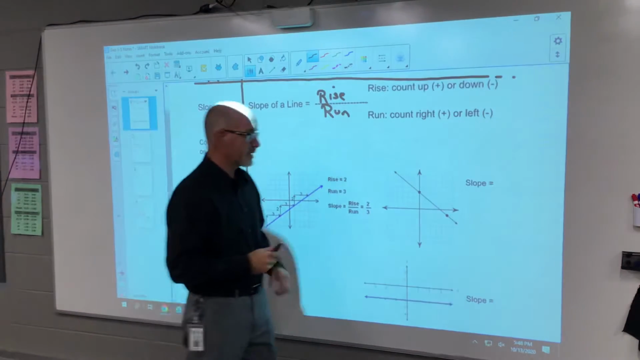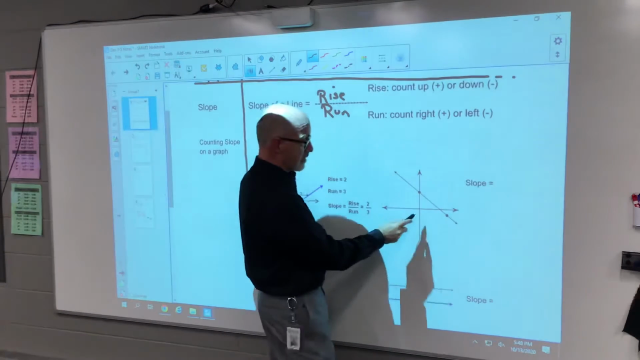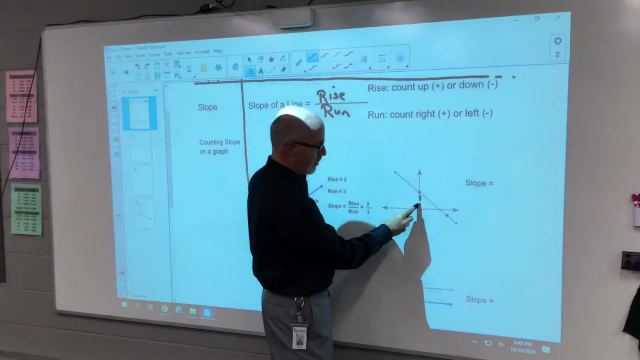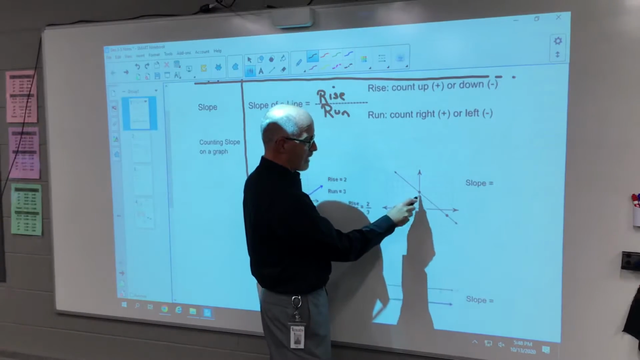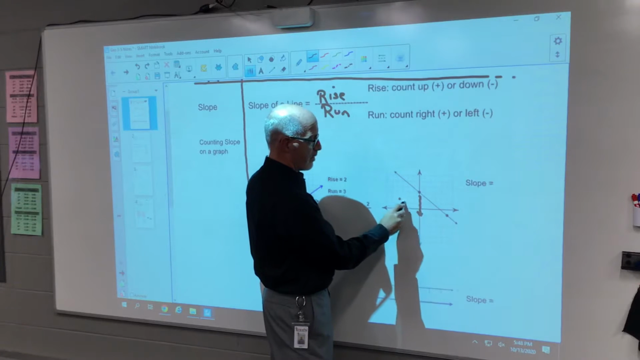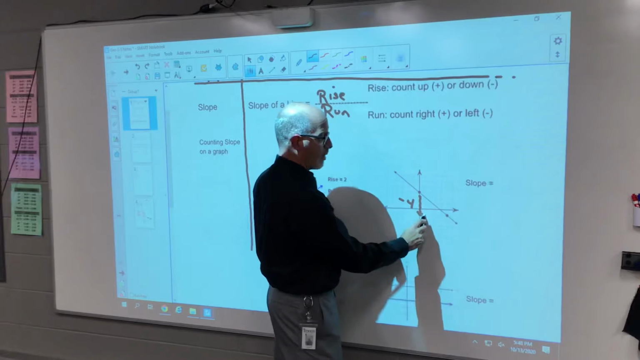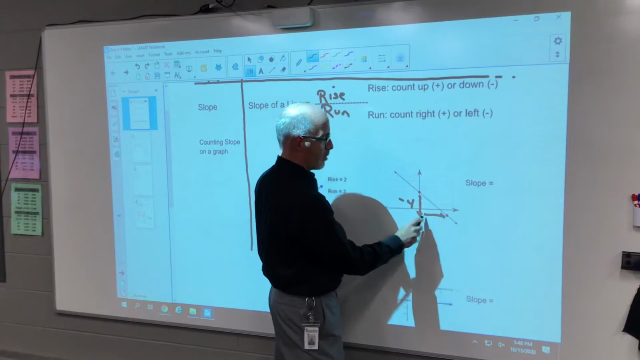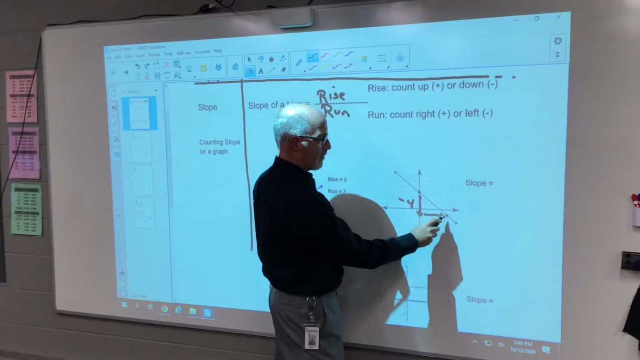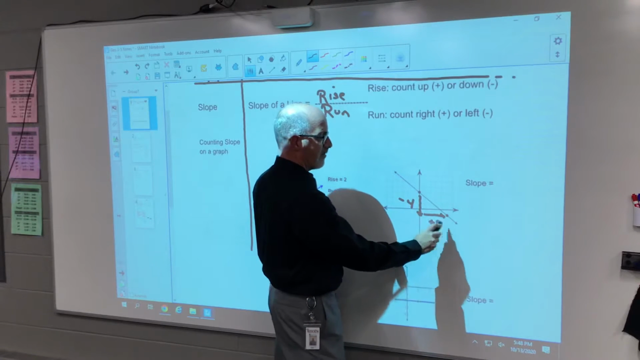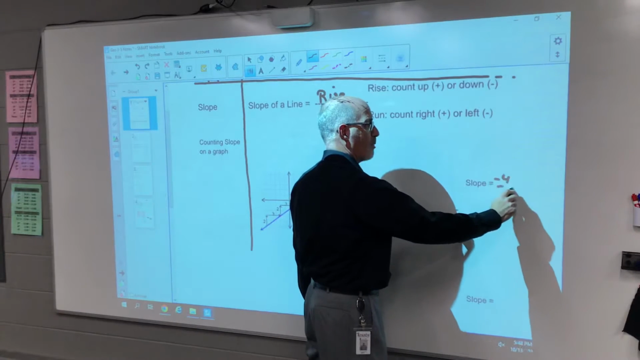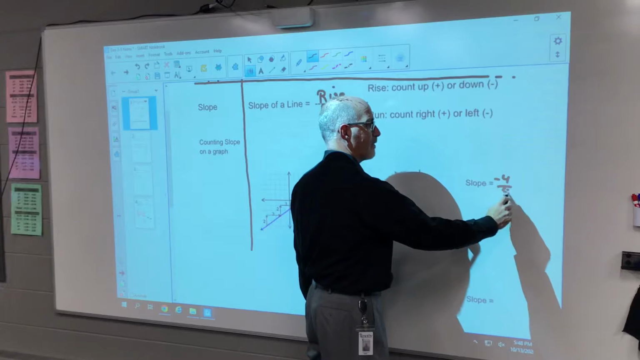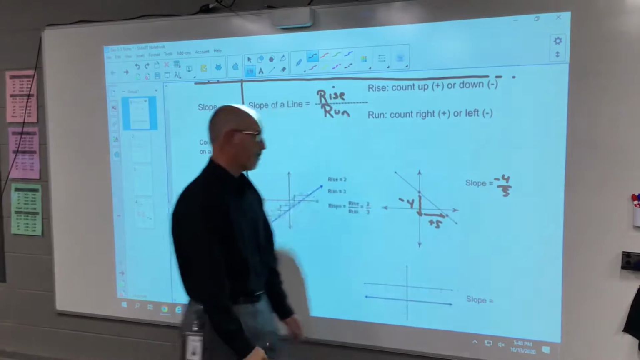Okay, so for this one, let's count our slope. To go from here down to here, where the other point is, that's going down 1, 2, 3, 4 units. And then we run over here. Notice that's going over 1, 2, 3, 4, 5 units, a positive 5. So our slope would be -4 over +5, or -4/5.